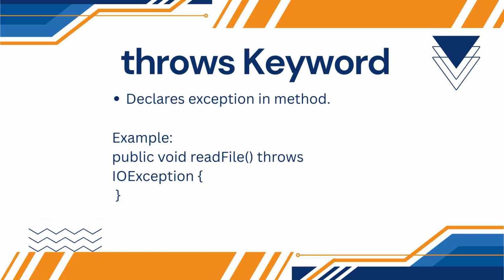Next, let's discuss the throws keyword. Unlike throw, which creates an exception, the throws keyword is used to declare that a method may generate an exception. This serves as a warning to anyone using the method that an exception could occur during execution. In the example shown, the readFile method declares that it may throw an IOException.